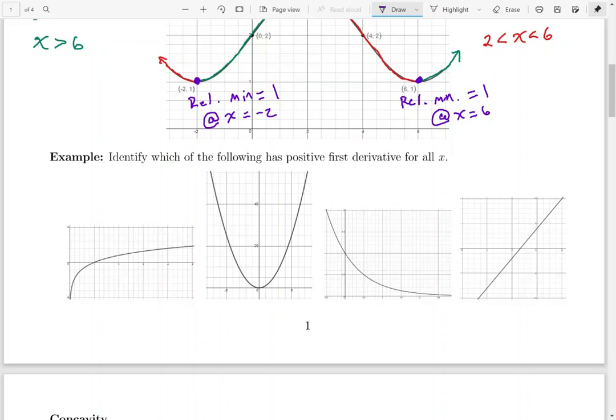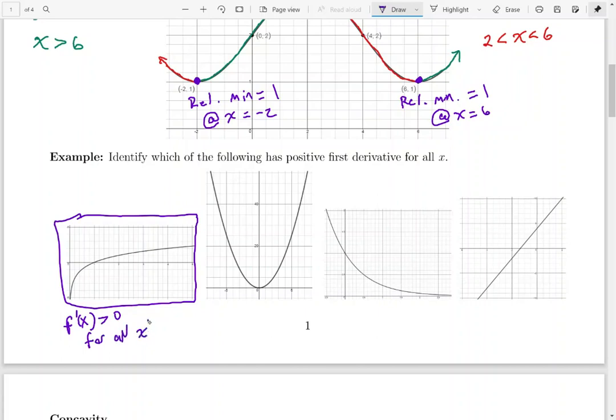And so when I look at that very first one here, notice that every bit that I'm seeing is increasing as I move from left to right. Therefore, I would say that this is actually one of those functions. This one does have a first derivative greater than 0, or positive, for all x's.